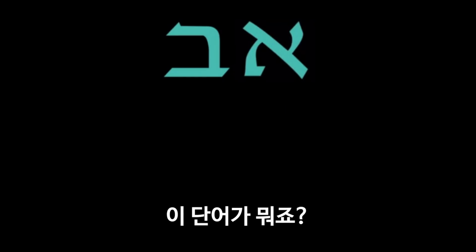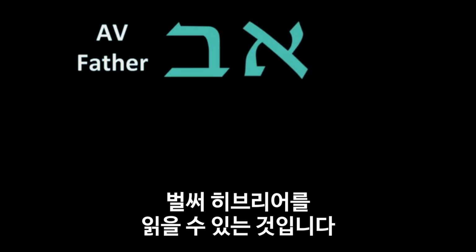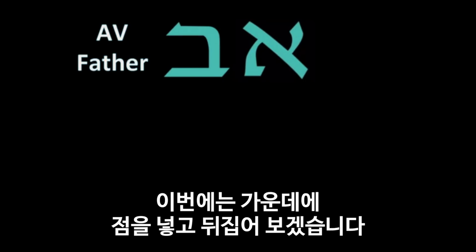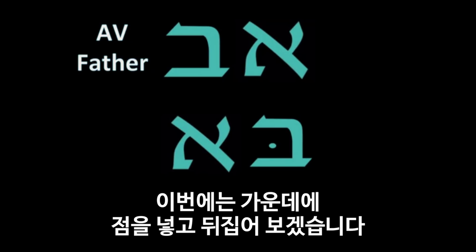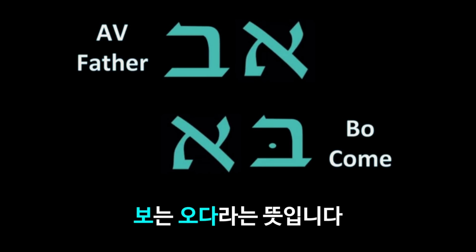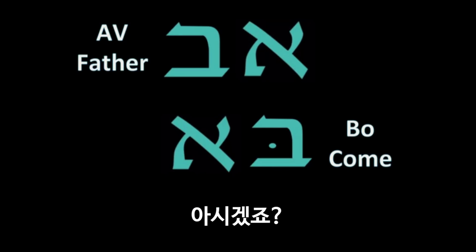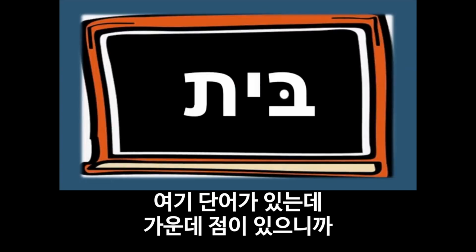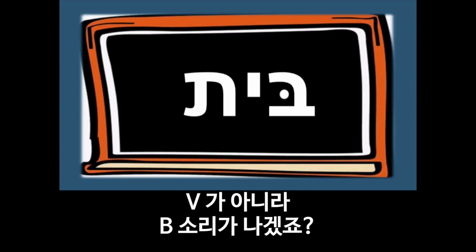Okay, let me give you some examples. What is this word? Av. See, that's father. You already can read Hebrew. Av. Now we're going to put the little ball in the middle. So this is bo. You turn those letters around, you get bo, which means to come. All right? So there you go. That's simple. Now, here is the next word. Now we see bet. This is the ball in the middle. It's the B, not the V.